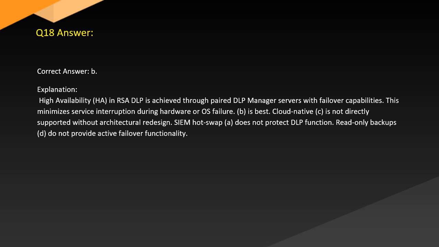Answer. Correct answer: B. Explanation: High availability in DLP is achieved through paired DLP manager servers with failover capabilities. This minimizes service interruption during hardware or OS failure. B is best. Cloud native, C, is not directly supported without architectural redesign. Hot swap SIEM, A, does not protect DLP function. Read-only backups, D, do not provide active failover functionality.